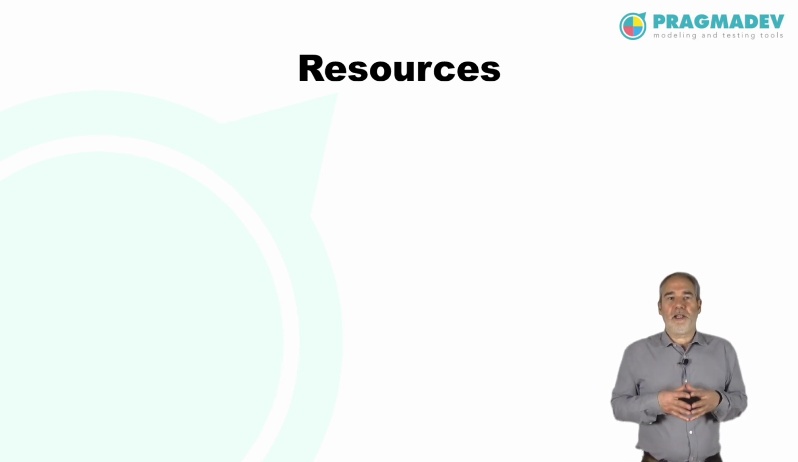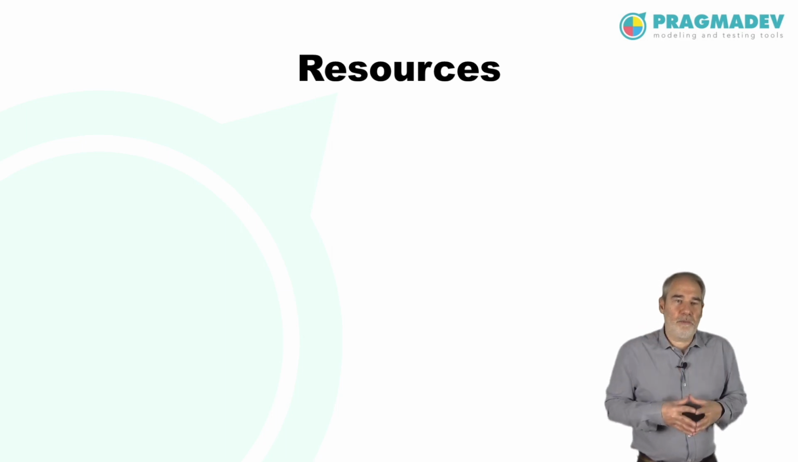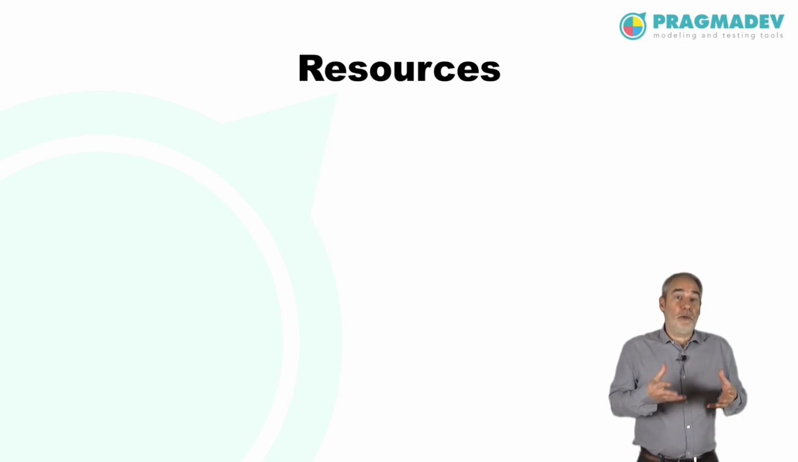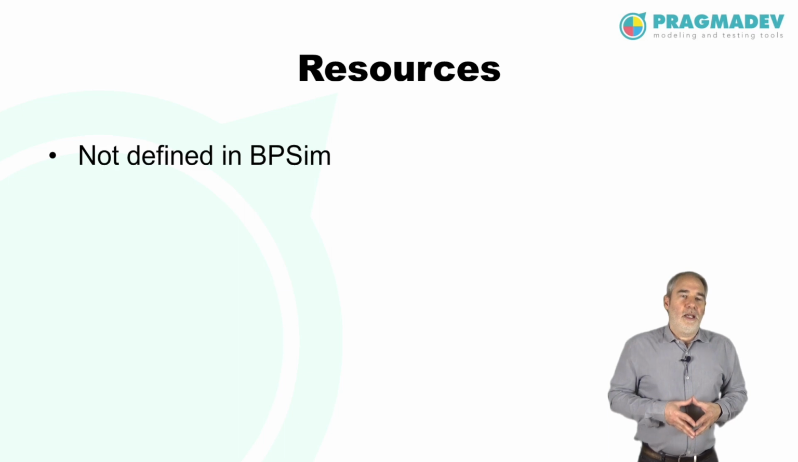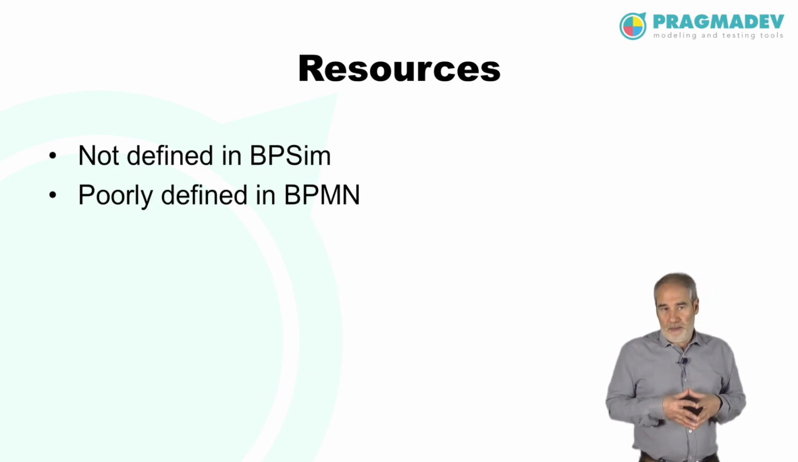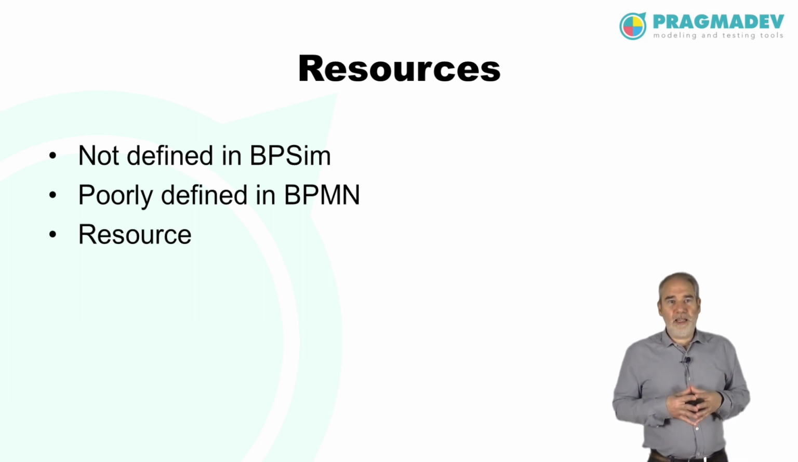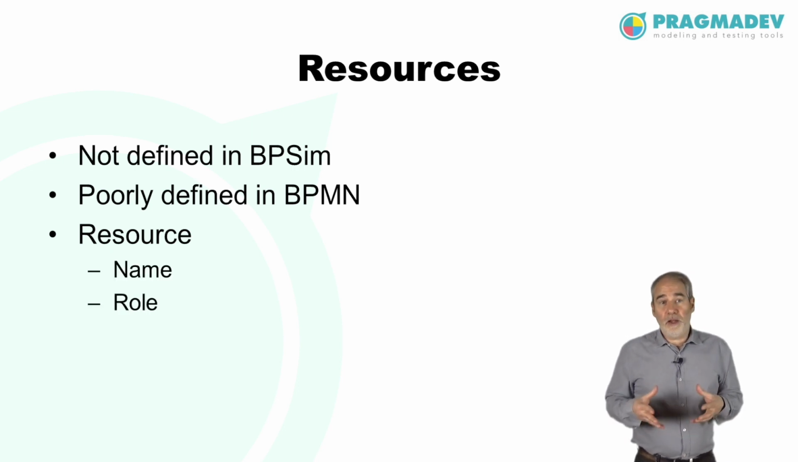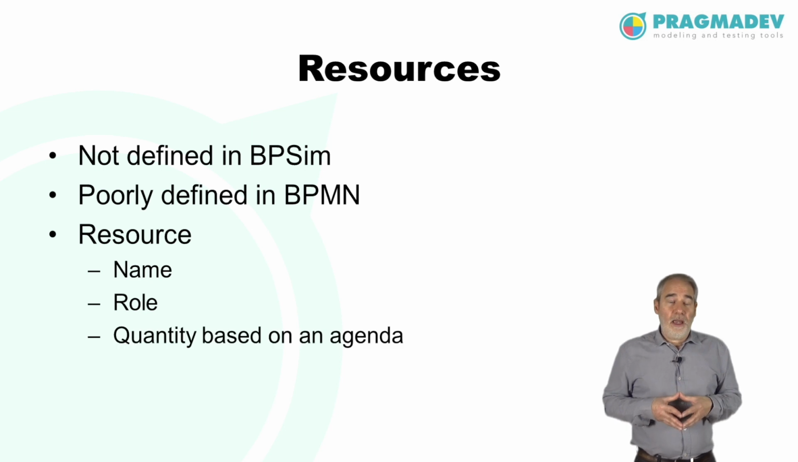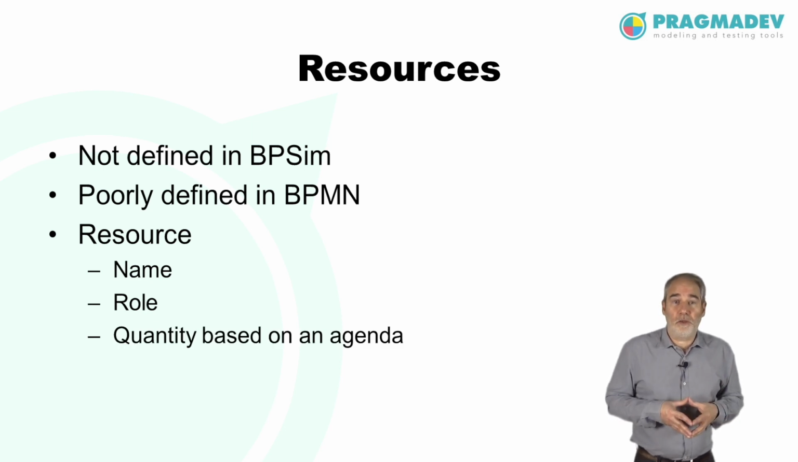In order to perform an activity, some specific resources might be required. A resource can be a human or an equipment. For example, to bake a pizza, the activity needs an oven and a chef. Resources are not defined in BPSim and are poorly defined in BPMN. Still, we can list some basic characteristics of the resources. A resource has a name, has one or several roles, and some quantities varying in time. In other words, each resource has its own agenda.